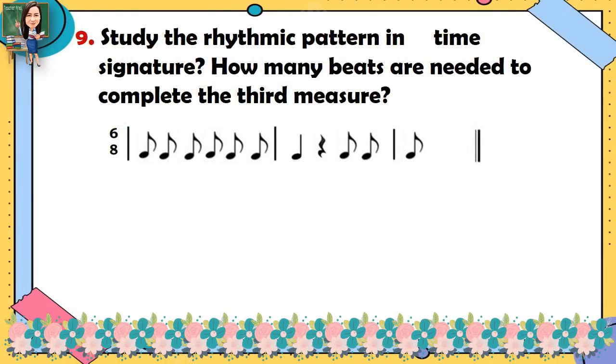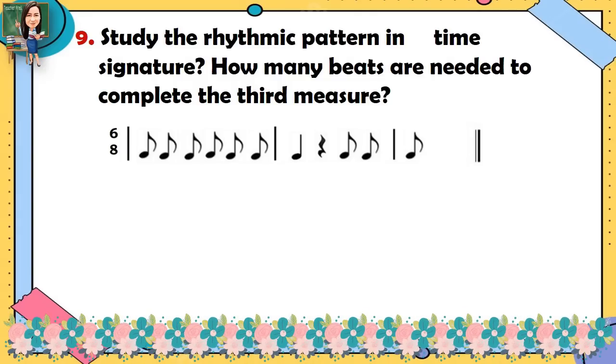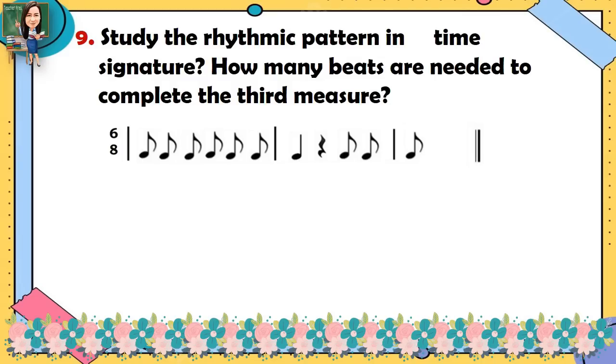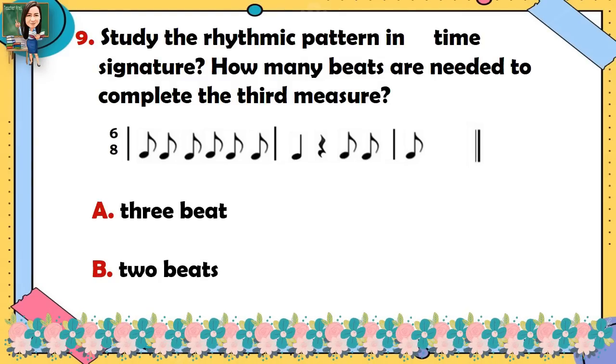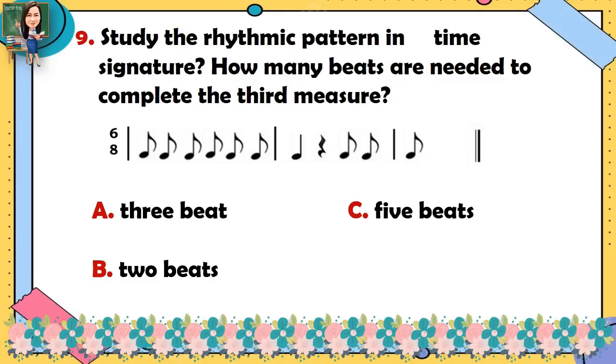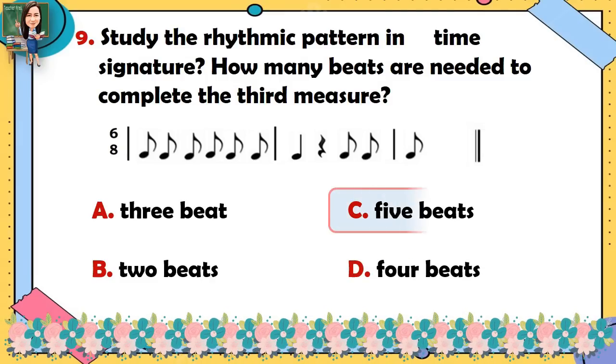Number 9. Study the rhythmic pattern in 6/8 time signature. How many beats are needed to complete the third measure? A, 3 beats. B, 2 beats. C, 5 beats. D, 4 beats. Very good. The correct answer is letter C, 5 beats.